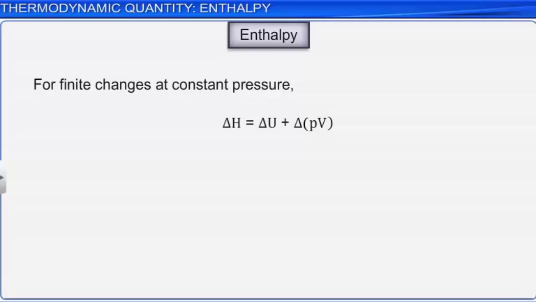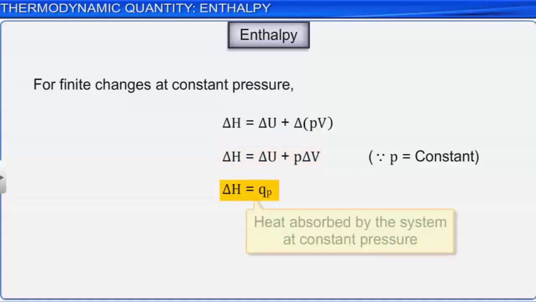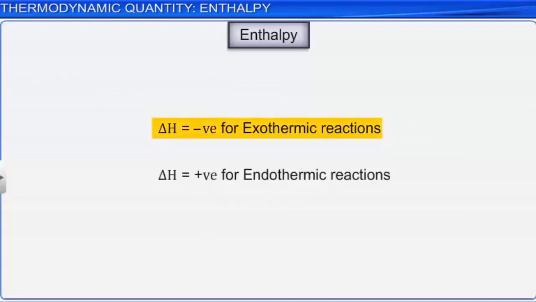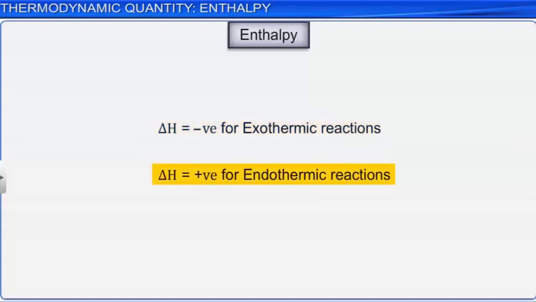For finite changes at constant pressure, we can write the equation as delta H is equal to delta U plus delta PV. Since P is constant, we can write as delta H is equal to delta U plus P delta V. Remember that delta H is equal to Qp, the heat absorbed by the system at constant pressure. Delta H is negative for exothermic reactions and positive for endothermic reactions.